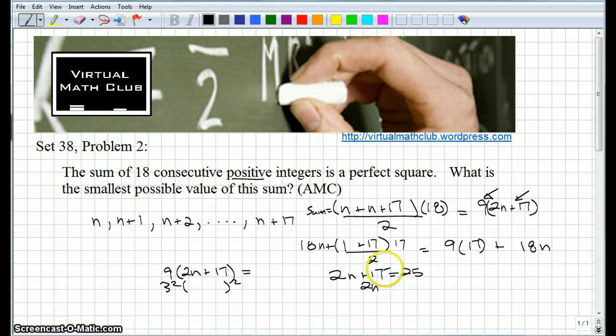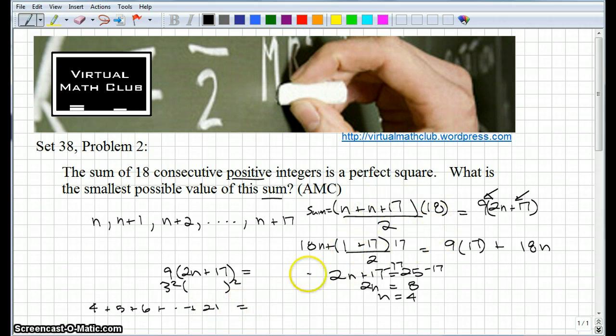So now let's figure out what n would be. If we subtract 17 from both sides, then we get 2n is equal to 8, and so n is equal to 4. So we'll have 4 plus 5 plus 6 plus 7 all the way up to 4 plus 17, which would be 21. Then we add all those up. The problem asks us for the sum, so let's figure out that sum. If we have the numbers 4 plus 5 plus 6 all the way up to 21, what is that sum?